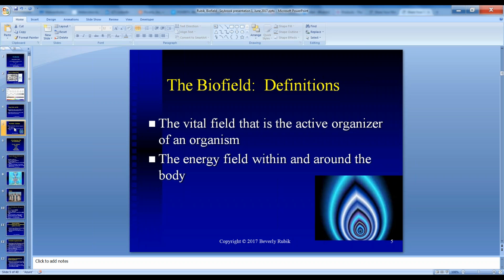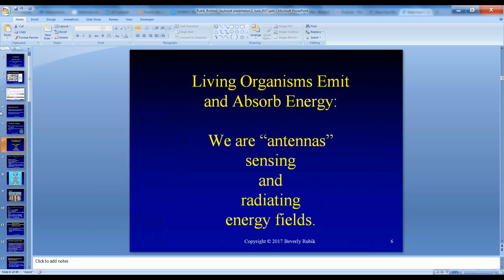So I propose that the vital field or the biofield is the active organizer of life, and it's an energy field. And it's within us as well as around us. So living organisms emit and absorb energy. We are antennas that sense one another and other energy fields of dogs and other beings. And we radiate energy, and we can be sensed by others.